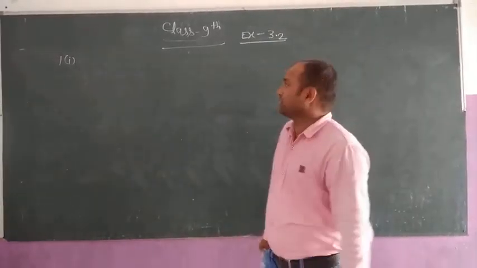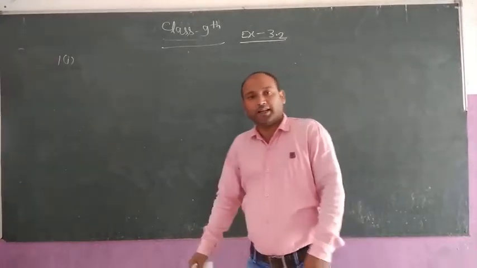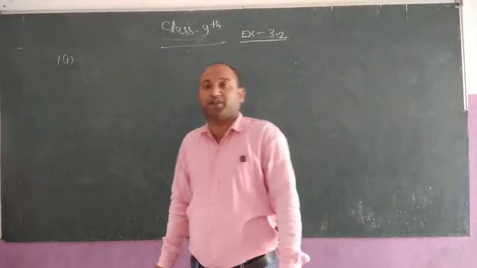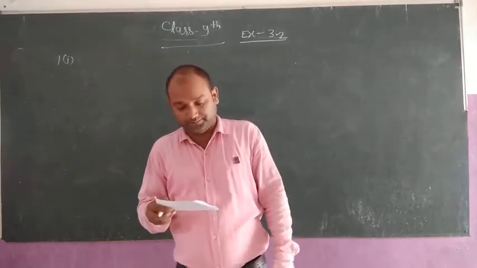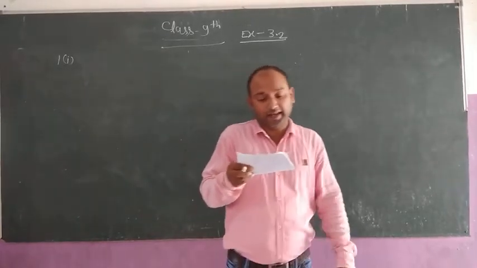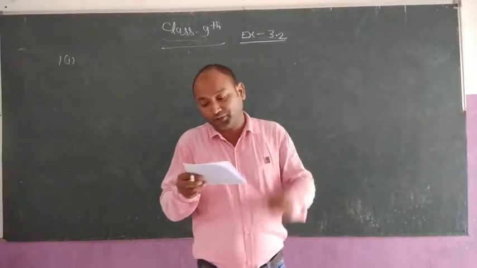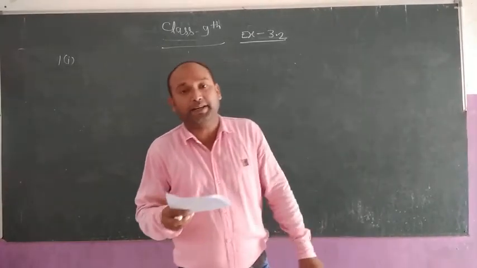Today I am going to start our class 9 exercise 3.2. Exercise 3.2 question number first. Write the answer of each of the following questions. First question: What is the name of the horizontal and the vertical lines drawn to determine the position of any point in the Cartesian plane?